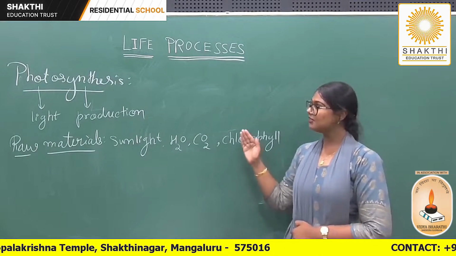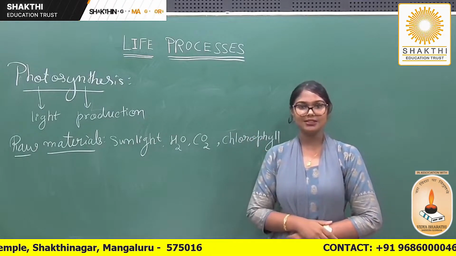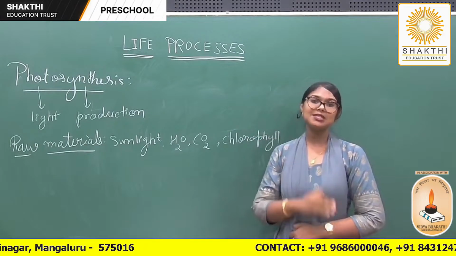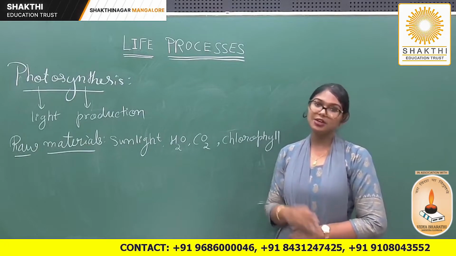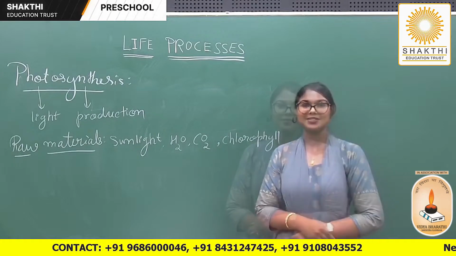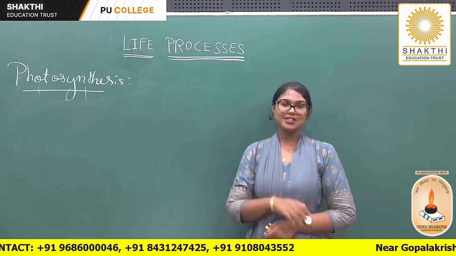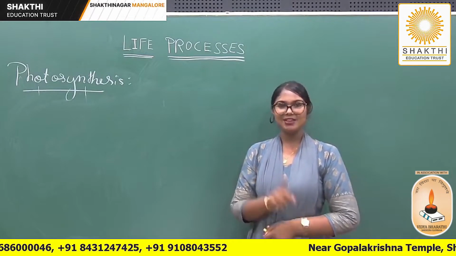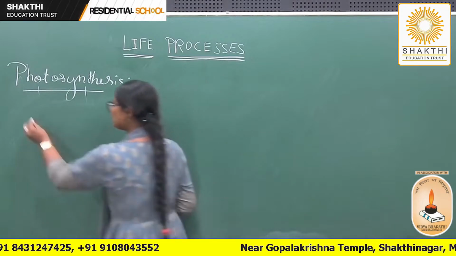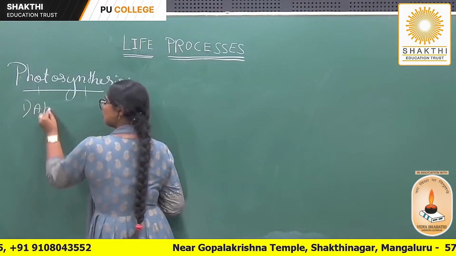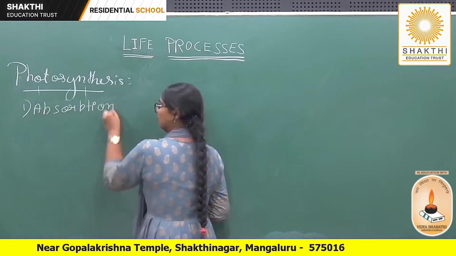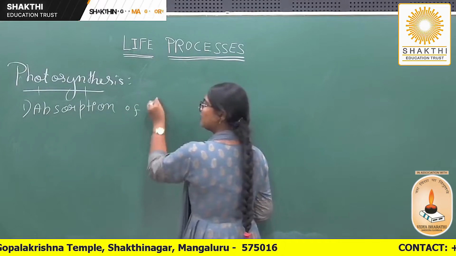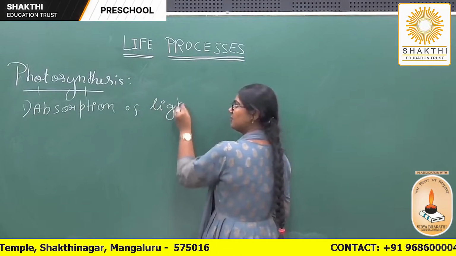We are done with the definition, we are done with the raw materials. Next, what are the steps involved in photosynthesis? Again can be asked as a separate question. We shall now quickly see the steps. There are 4 steps in photosynthesis, students. Everybody must know this. First step is absorption of sunlight. Absorption of light is the first step.